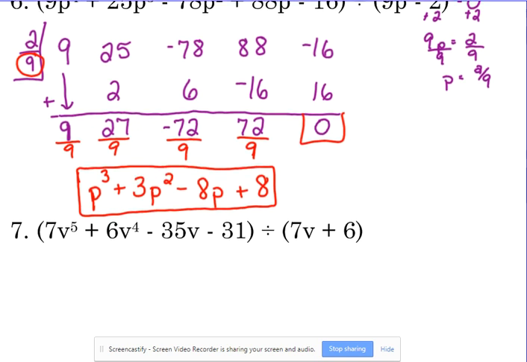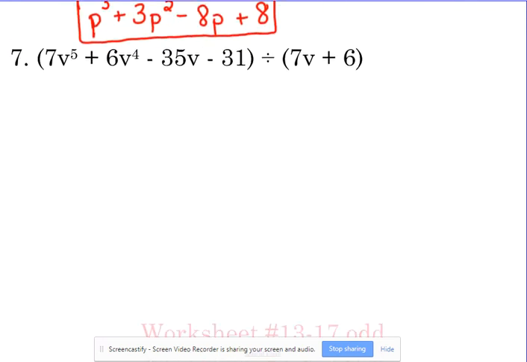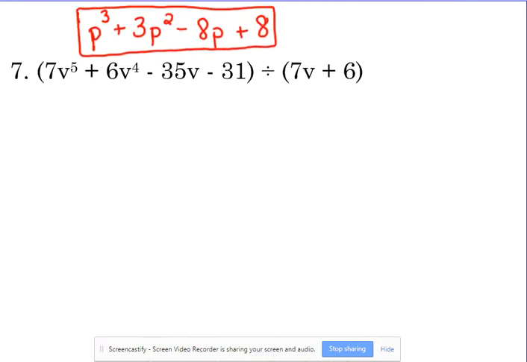Okay, let's do another one with a fraction here. 7b to the fifth plus 6b to the fourth minus 35b minus 31, divided by 7b plus 6. Okay, so we've got to subtract 6. 7b equals negative 6. Divide by 7. b equals negative 6 over 7 goes on our shelf.